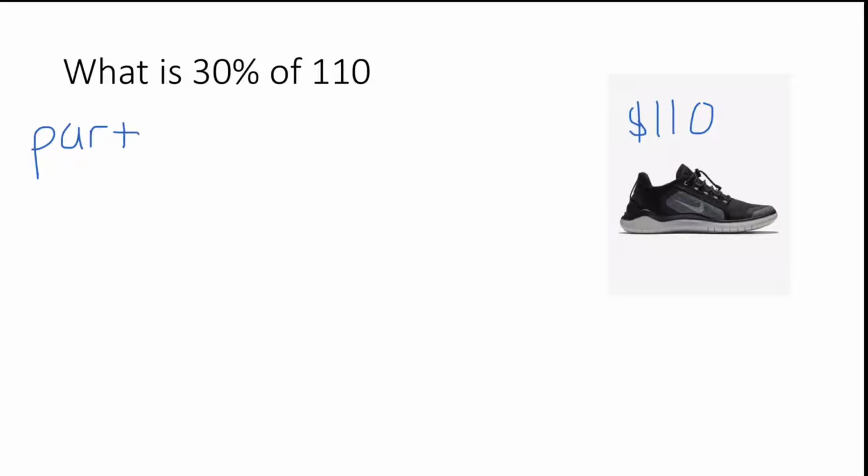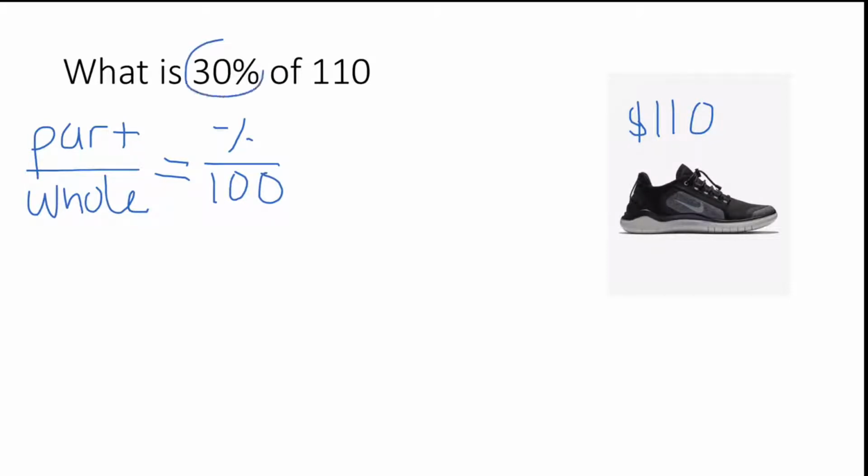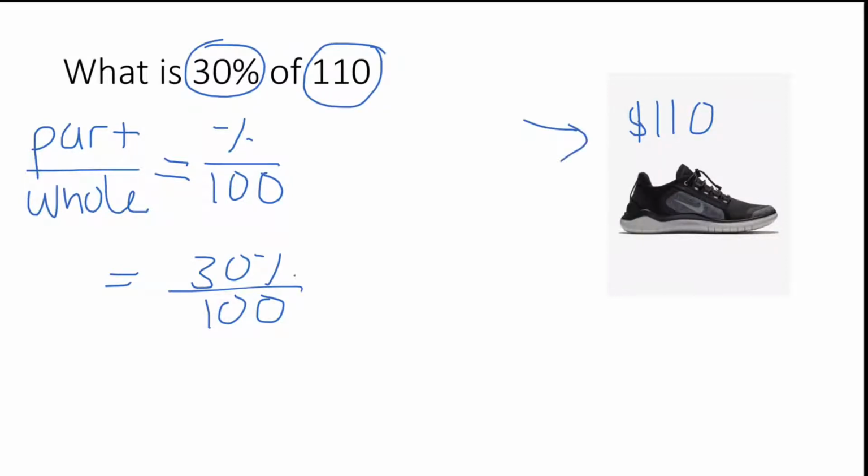So the equation is part over whole equals our percent over 100. So in this case we have 30%, so that's going to be our percentage, and the 100 will stay the same. And then 110 is going to be the whole, because this is the total price of the shoes. So we have 110 as the whole, and we're looking for the part, so we're just going to call that X.